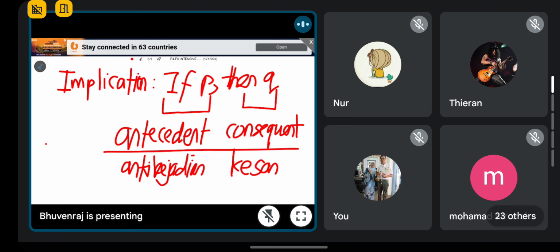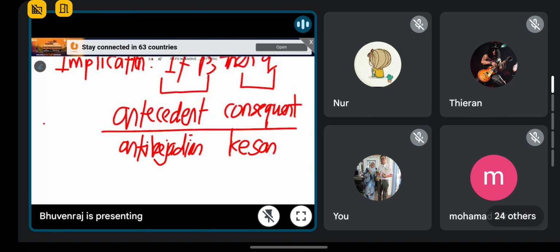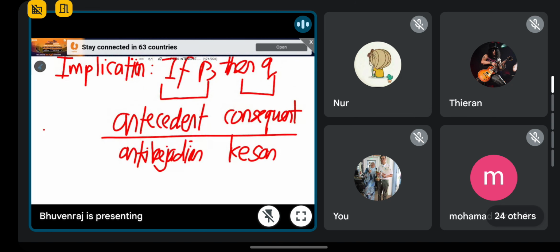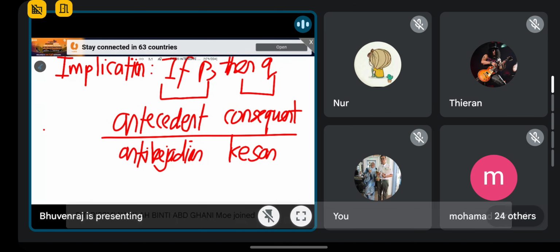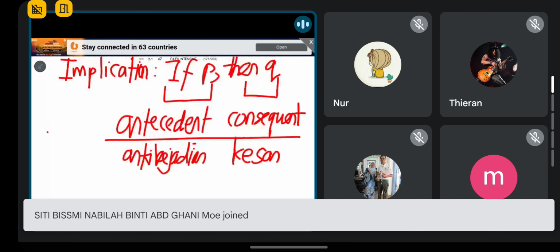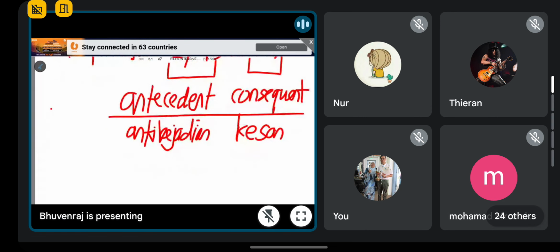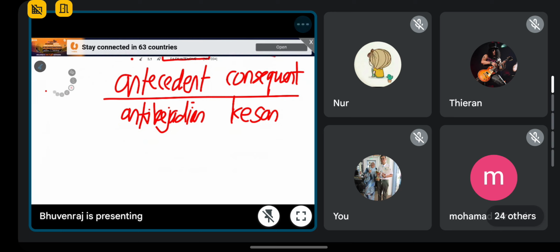Okay, yeah, correct. So yang ni kamu kena tahu dulu lah. Because question can just ask you, boleh tanya macam tu saja. State the antecedent for this implication. Okay, cuba nyatakan anti kejadian bagi pernyataan ini. So you all must know which part is the antecedent, which part is the consequent. Okay, so next one. Let me see what next you all should know.